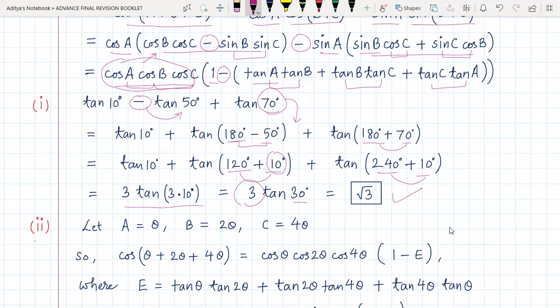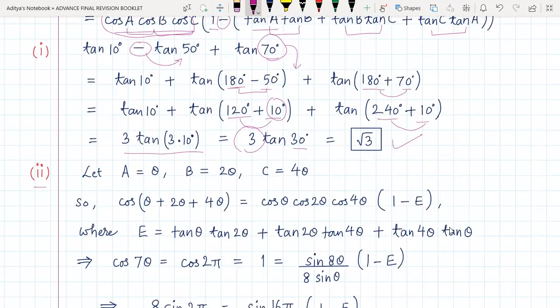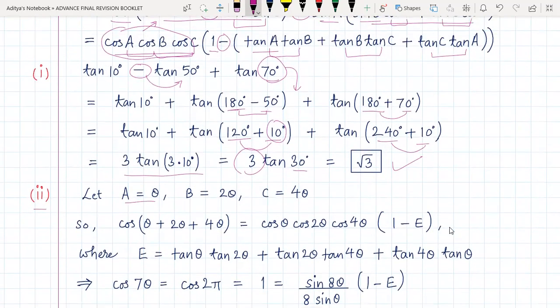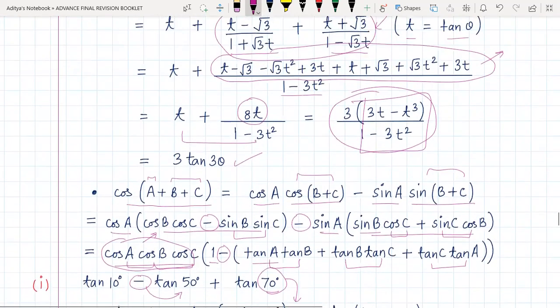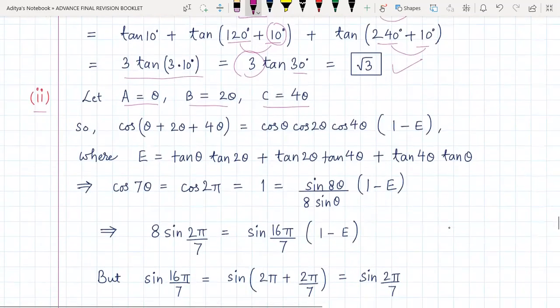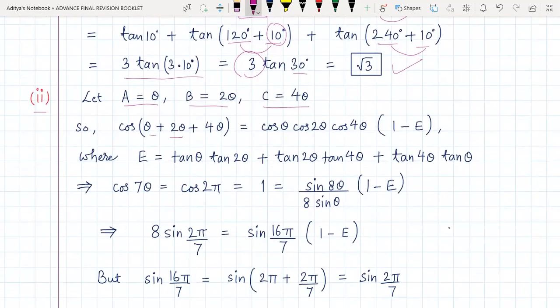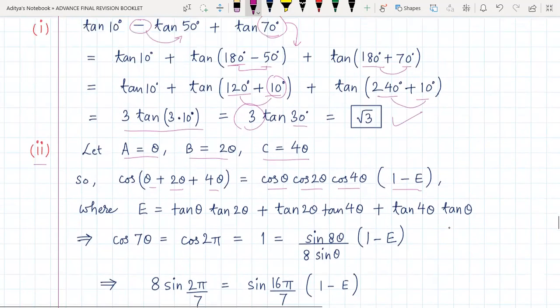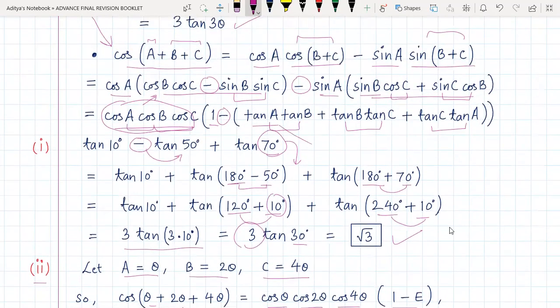Now let us talk about the second part as well. So what we'll do is, we'll put a equal to theta, b equal to 2 theta, and c equal to 4 theta, and in this second part of the result, I'll put these values. So what is cos of a plus b plus c? It is simply this, and it becomes cos theta cos 2 theta cos 4 theta into 1 minus E. E is the expression that we need to find, where A, B, C are replaced by theta, 2 theta and 4 theta.